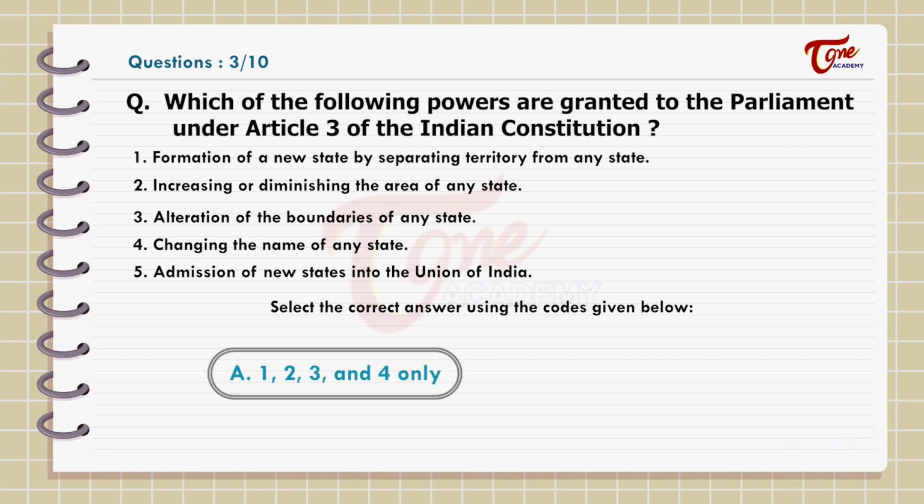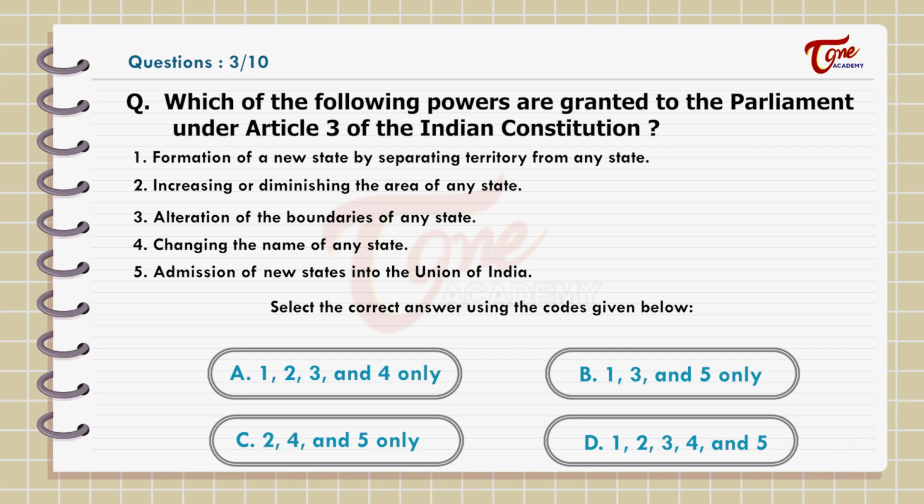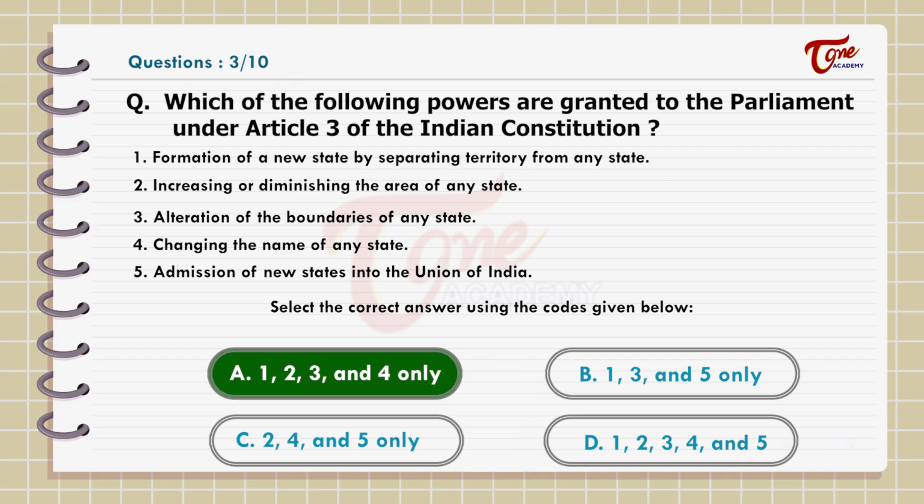Options: A. 1, 2, 3 and 4 only, B. 1, 3 and 5 only, C. 2, 4 and 5 only, D. 1, 2, 3, 4 and 5. The correct answer is option A. 1, 2, 3 and 4 only.